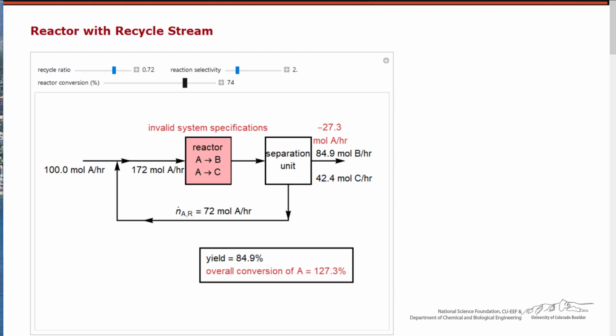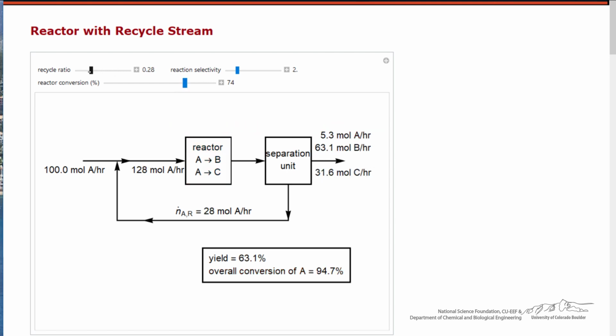And you'll notice if I increase it enough, then I can't satisfy mass balances because the amount that I'm recycling is not consistent with satisfying how much we're removing from the system. And so we get this error that's invalid specification. If I lower the recycle ratio, I can run at that higher conversion.